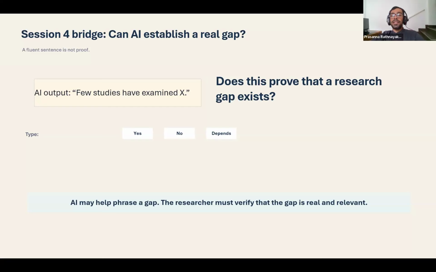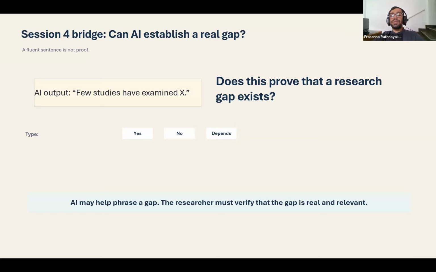We are not having a debate about AI in general, but we are focusing on researcher responsibility. AI may help you trace a possible gap, but it cannot make the real gap. You must know which studies exist, what they did, what remains unresolved, and why that absence matters. When they say few studies have examined X, you must know which studies exist there, what they did, what remains unresolved, and why that absence matters.